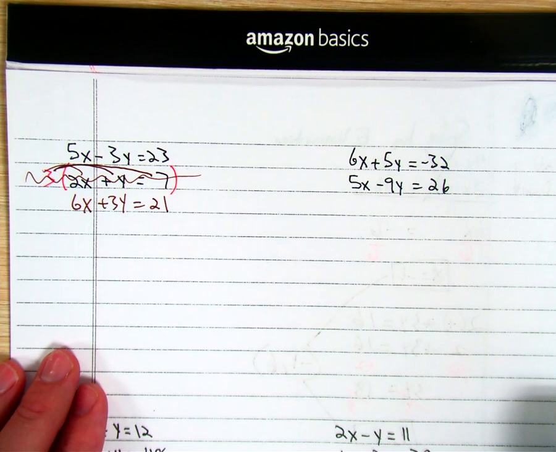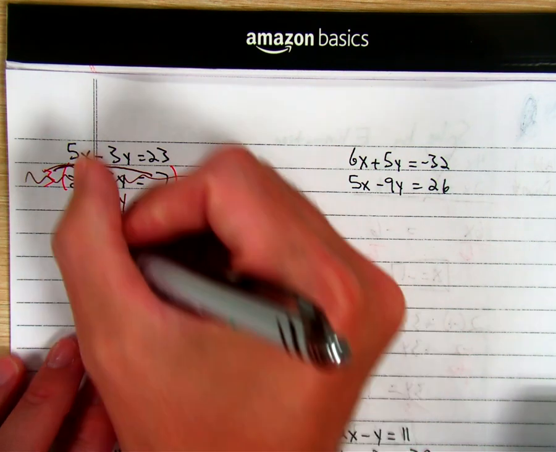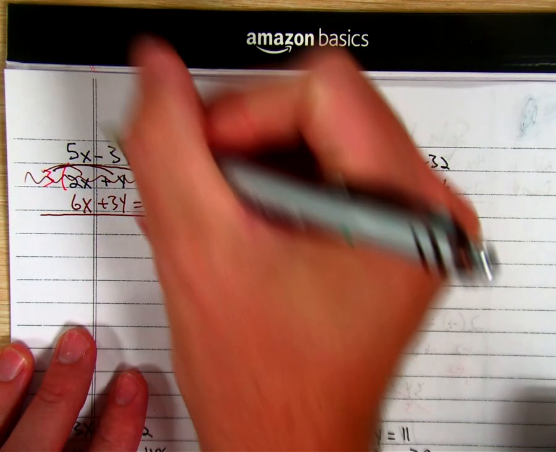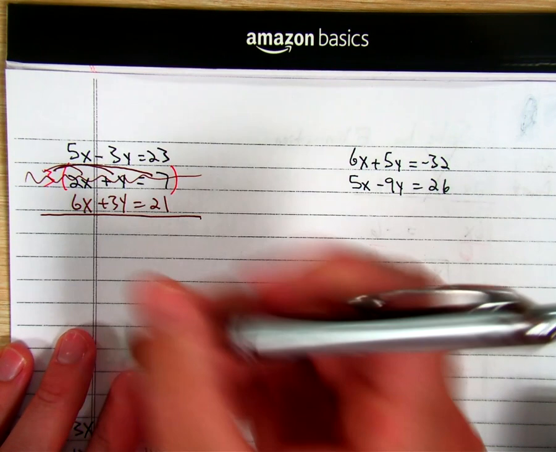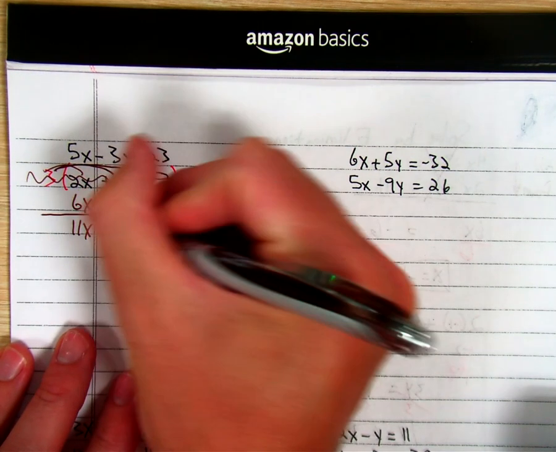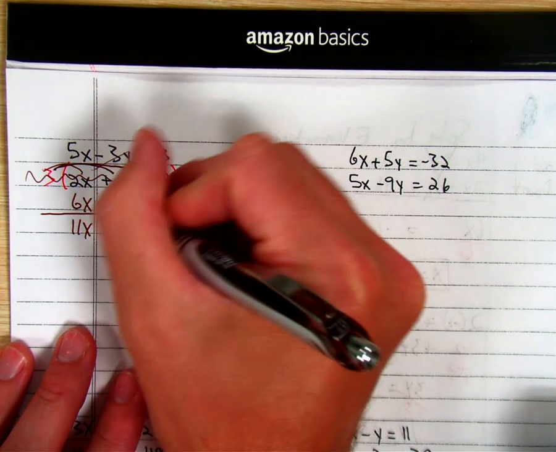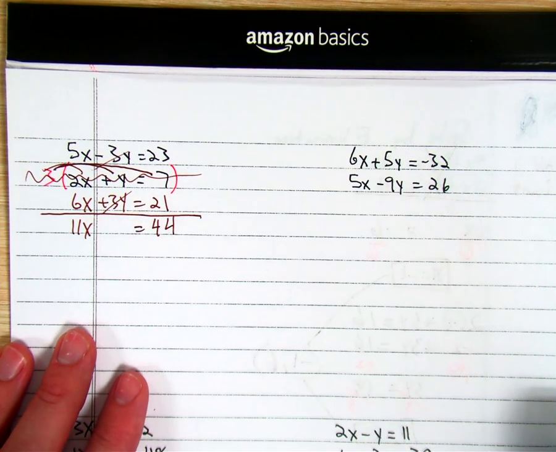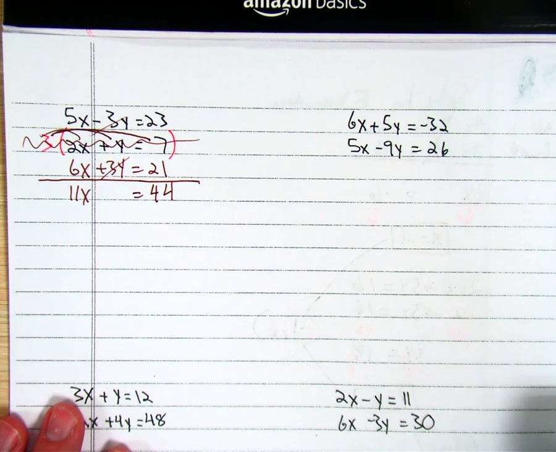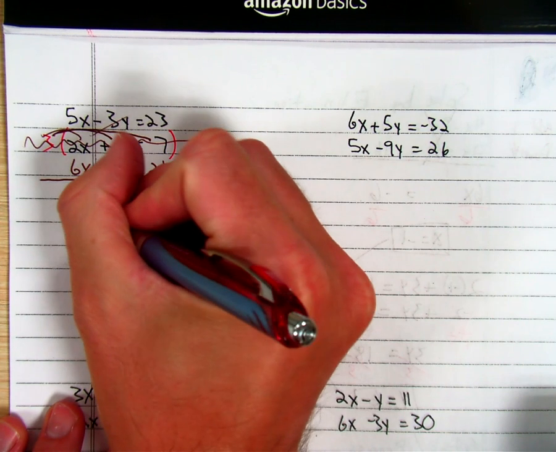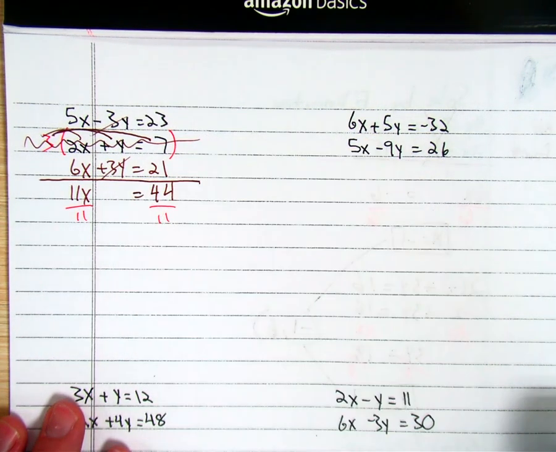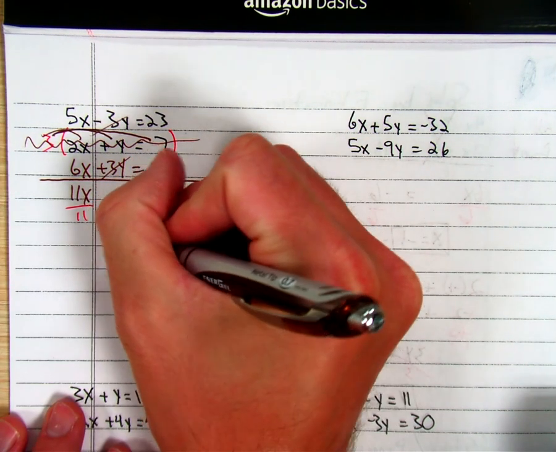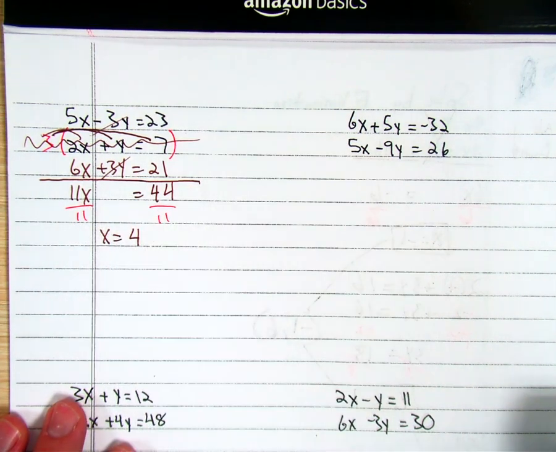Scratch that out. And we will add down. 5x plus 6x is going to be 11x. Minus 3y plus 3y cancels out. And then we'll have 44. Okay, let's divide by 11. X is 4.